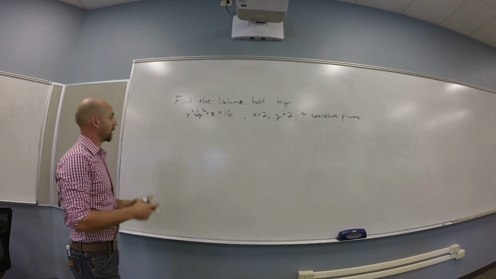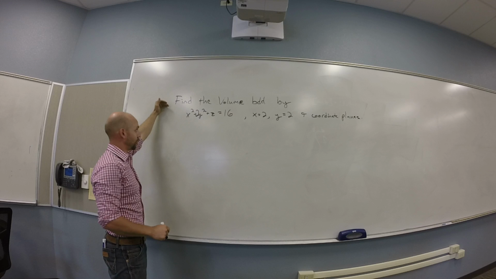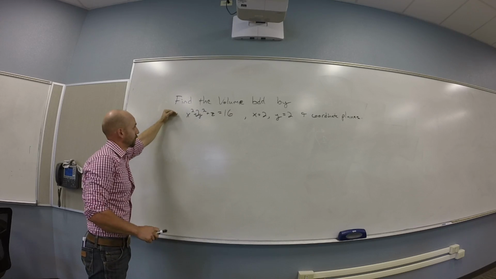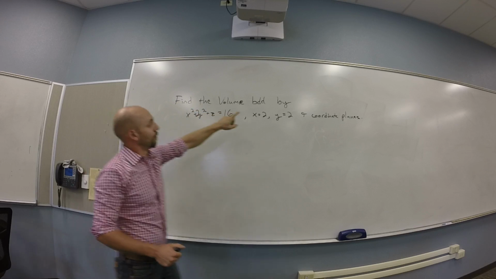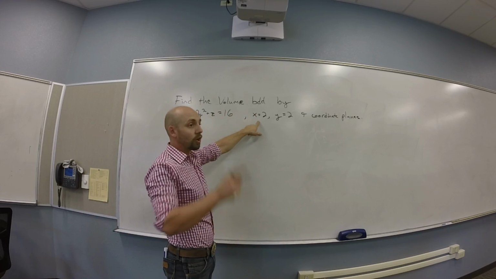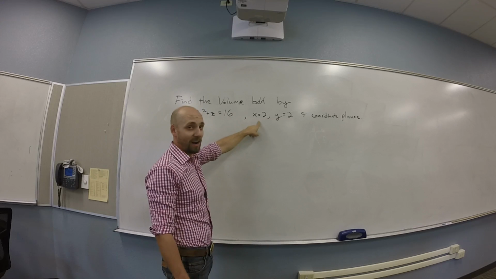Okay, so let's try an example. Let's say we wanted to find the volume bounded by the shape x squared plus 2y squared plus z equals 16. So, hang on, I'm going to say x equals 2 right now.